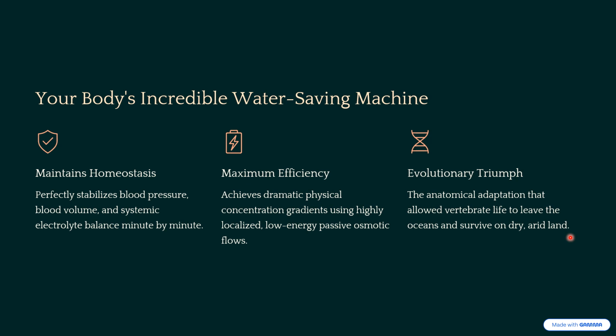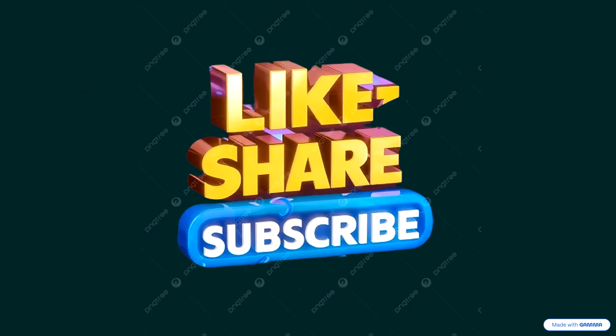So everything depends on the countercurrent mechanism, which involves the descending limb, the ascending limb, the collecting duct, and the permeability of the water and the solutes.